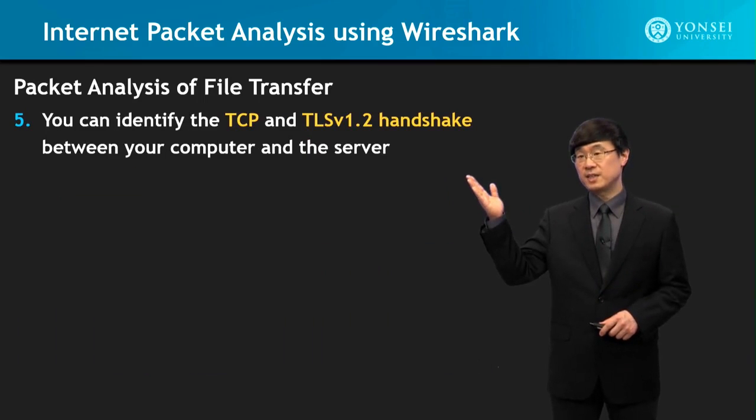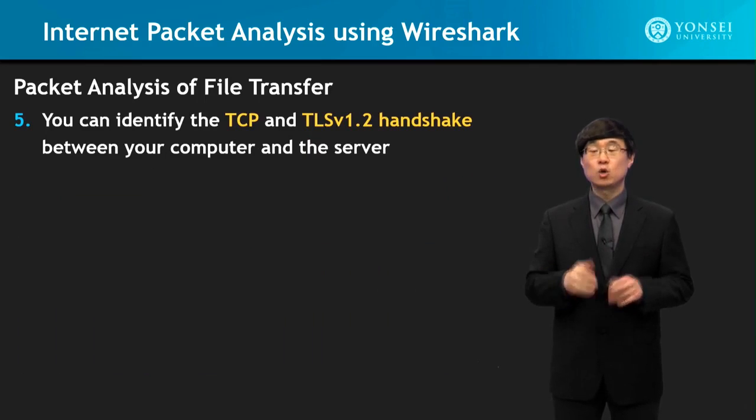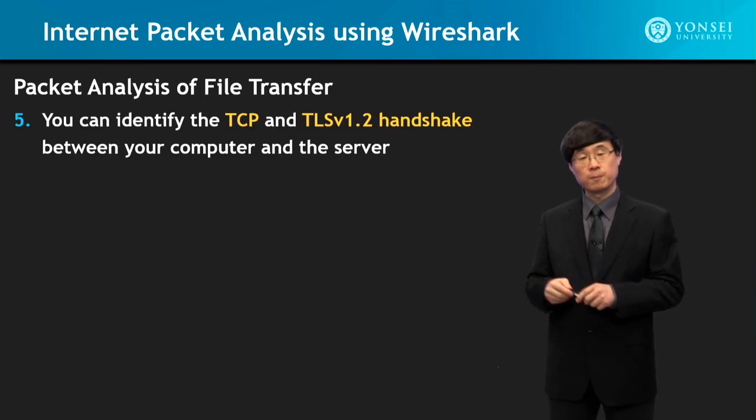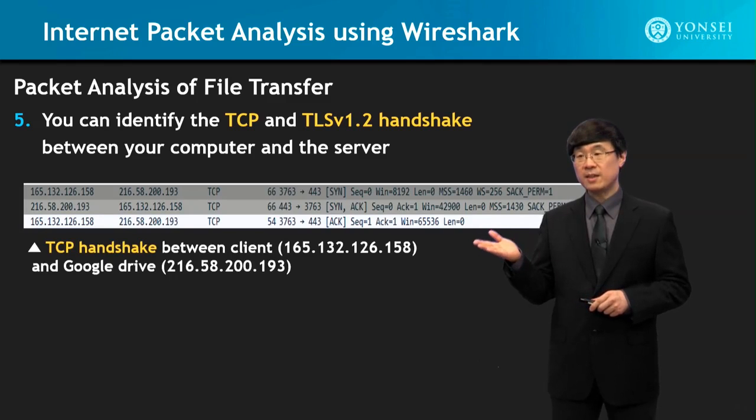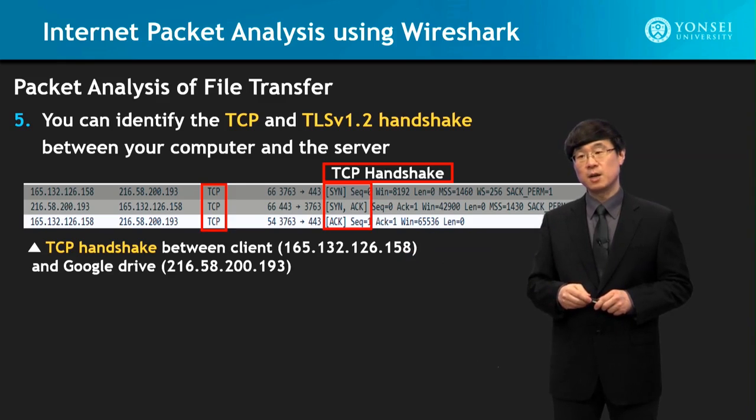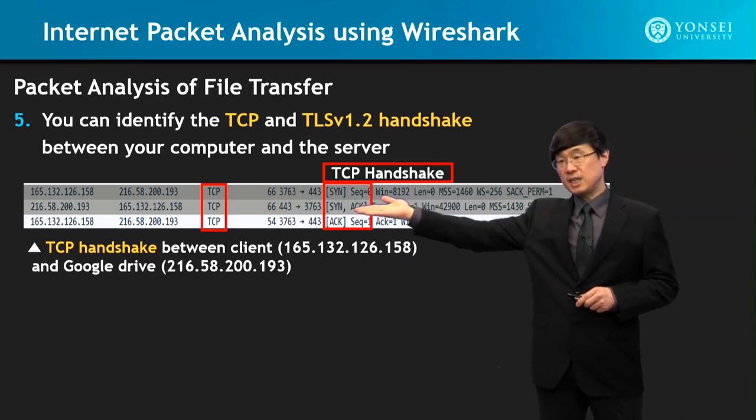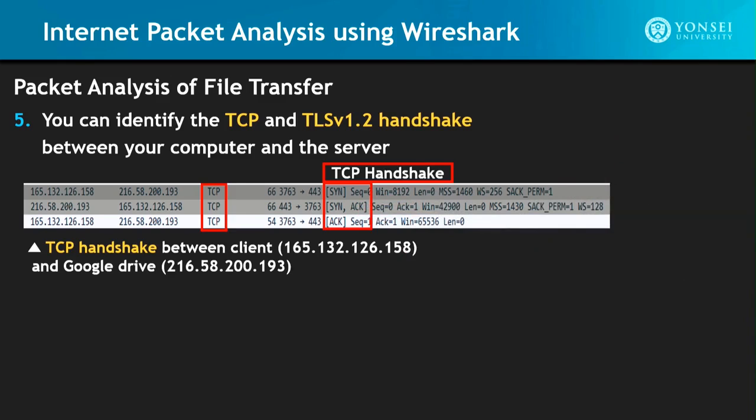Now you can identify the TCP and the TLS handshake between your computer and the server. If you look at the Wireshark window, you can see that the TCP handshake between your computer and the server is denoted. In other words, you can see TCP over there, and right here you can see SYN, SYN-ACK, and ACK, which is the TCP handshake. What does that mean?